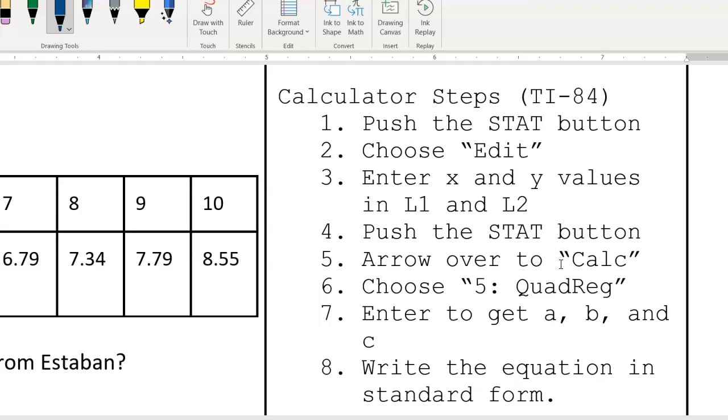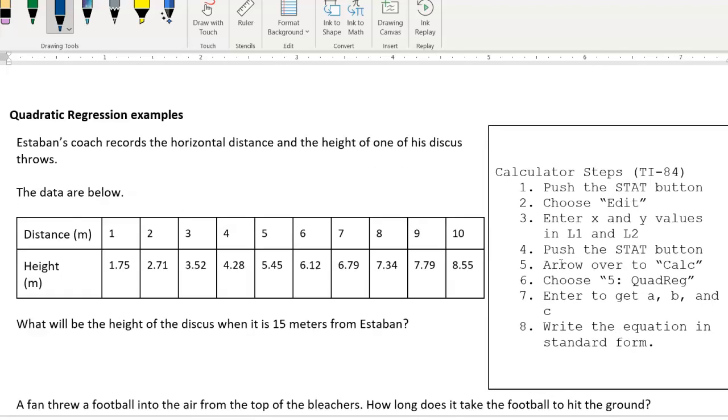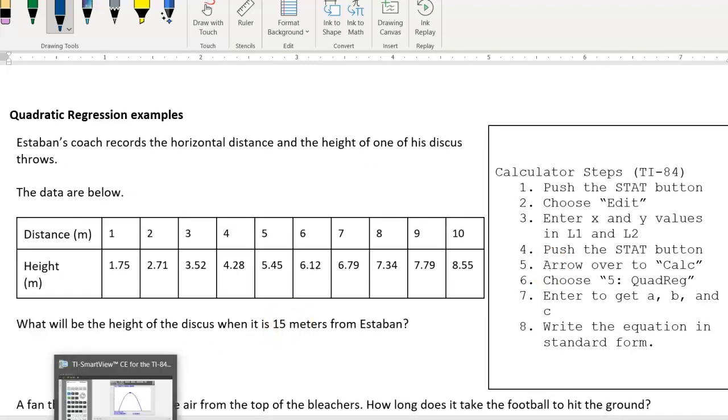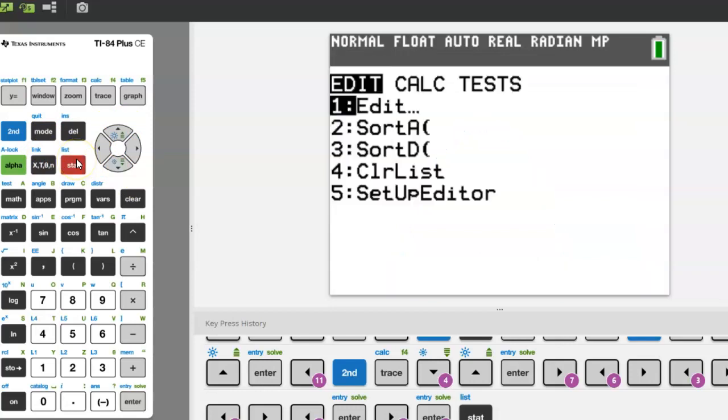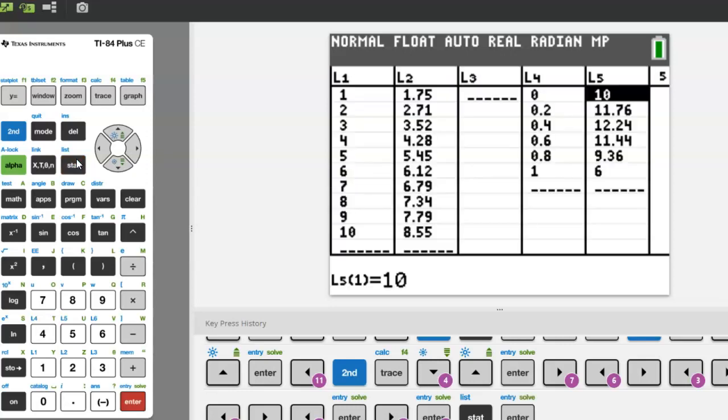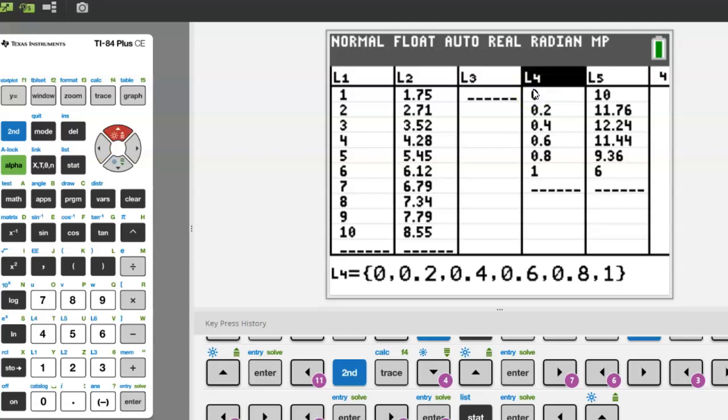So the process is going to be this. We're first going to start with the stat button. Zoom out here, and let's go back to our calculator. So we have this stat button that's right next to our arrow pad here, or touch pad. So hit the stat button, and we're going to go to edit. The first option, first thing we see is edit. Hit enter. Now don't worry what I have over here on the right for L4 and L5. Let me just clear those out.